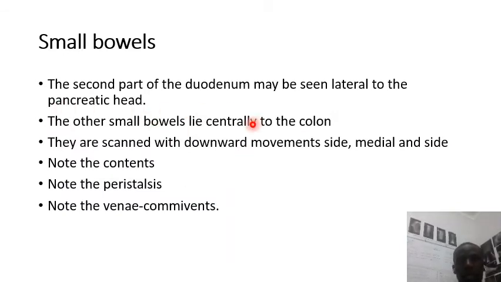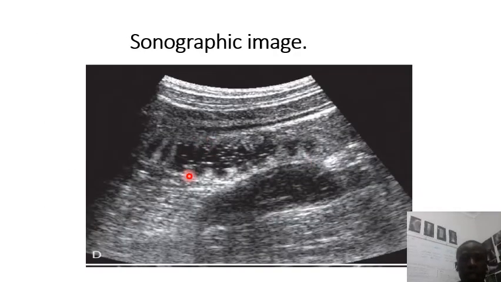Small bowels are characterized by having the valvulae conniventes. Others call them plicae circulares. So they are always central, having borders made of the large intestines. They are scanned from one side, medial, then to the other side, to always note the diameter and also peristalsis.